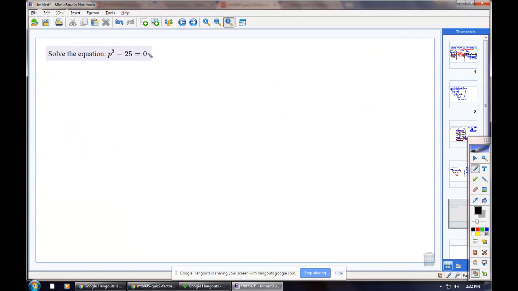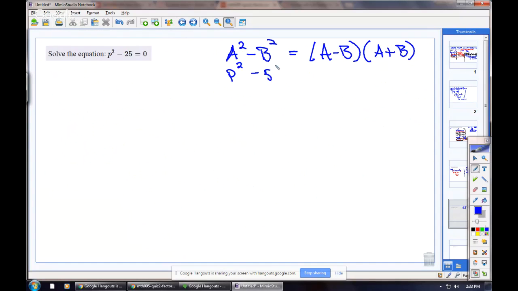P squared minus 25. There's two approaches to this one. We could apply that AC factor by grouping method, or we could memorize a formula. So hopefully you did a good job in section 3 and you memorized the formula. A squared minus B squared is equal to A minus B times A plus B. And in this case, my A is the same as the P, and my B would be 5, because 5 squared is 25.